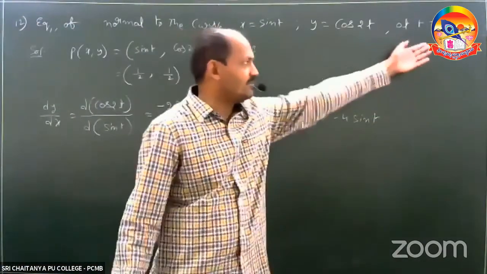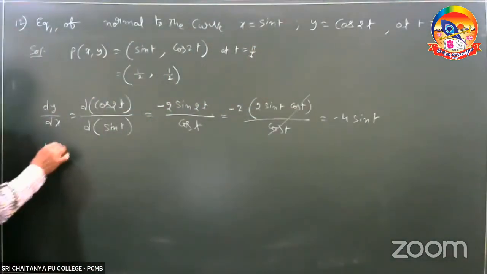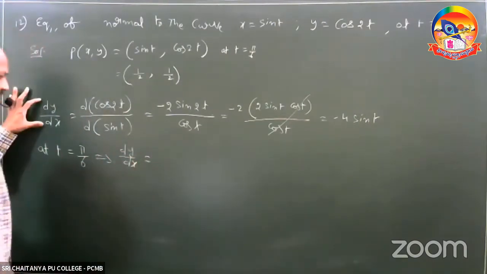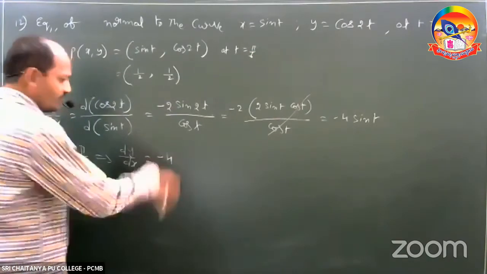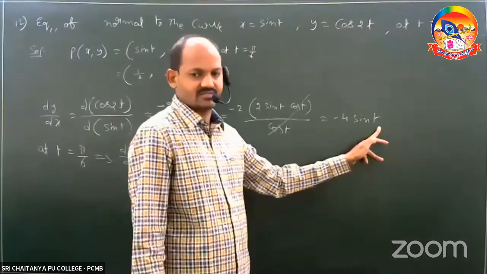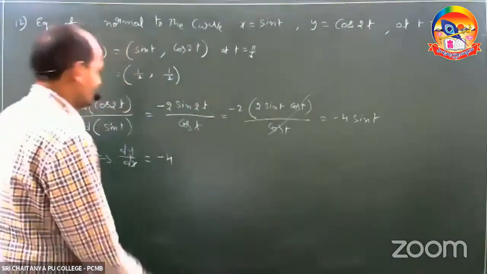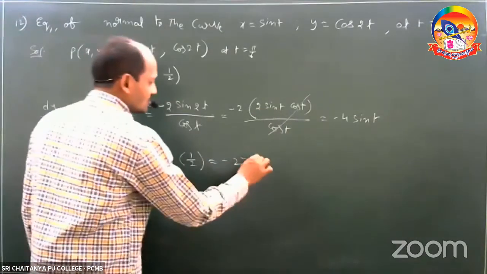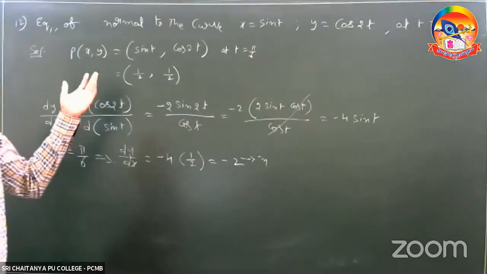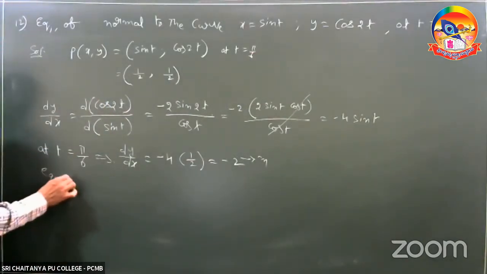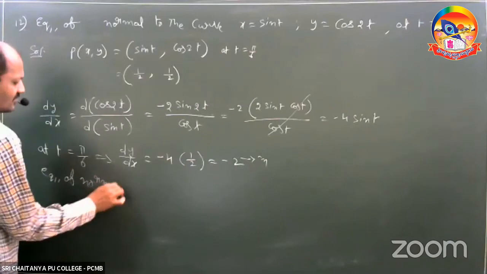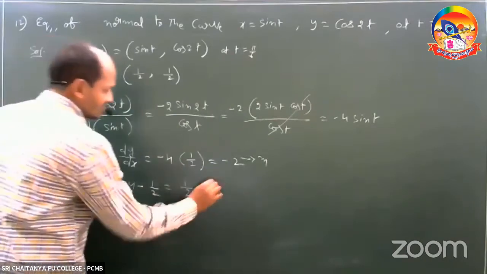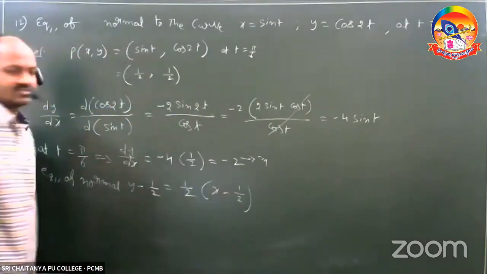But at t is equal to pi by 6, the slope of the tangent, dy by dx, is equal to minus 4 sin pi by 6. Sin 30 degrees is 1 by 2, so you get minus 2. That is the slope of the tangent. So the equation of normal: y minus y1 is equal to minus 1 by m into x minus x1.